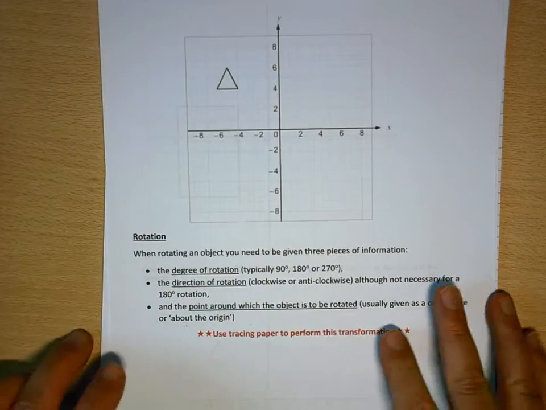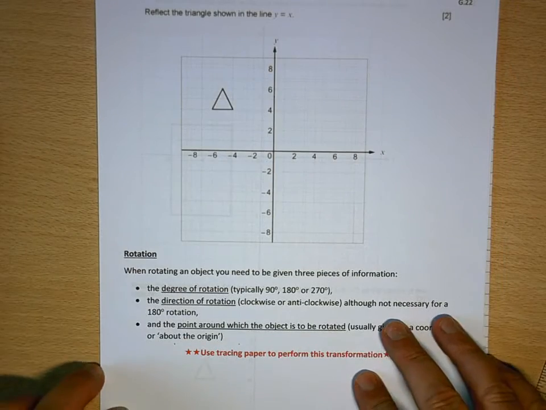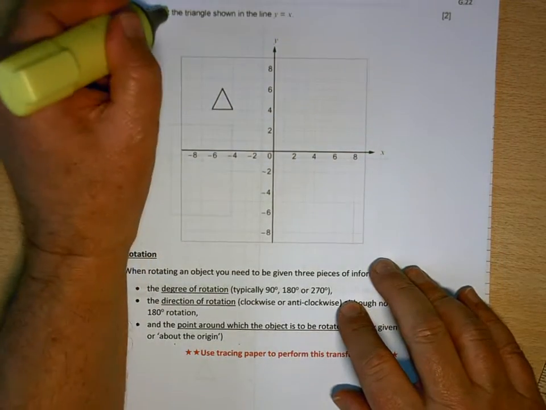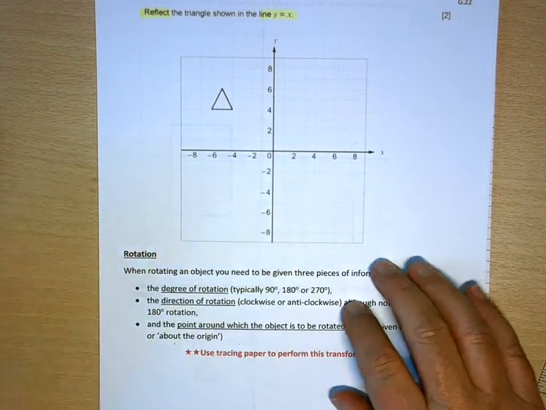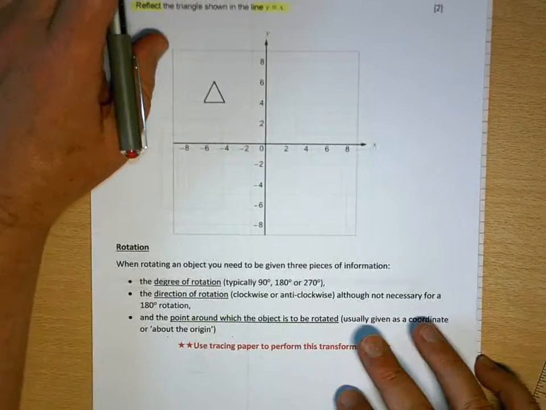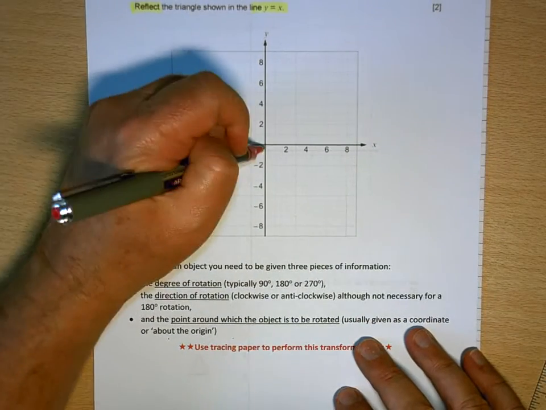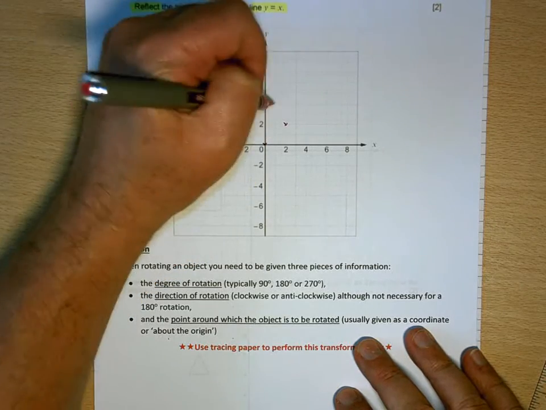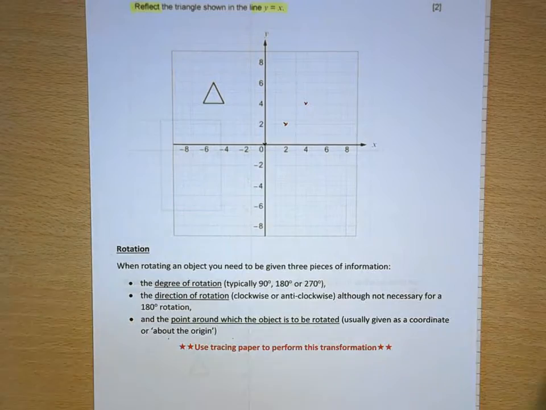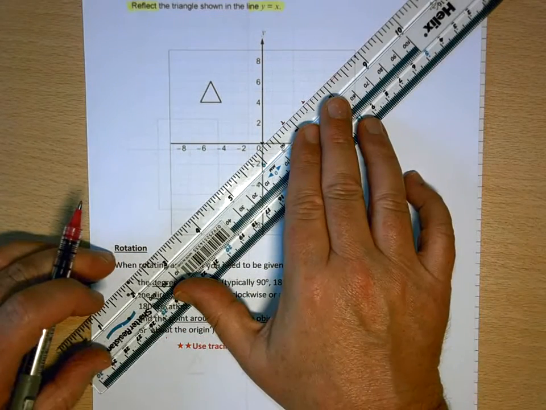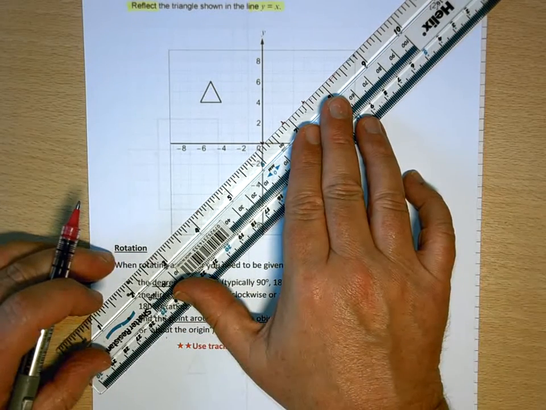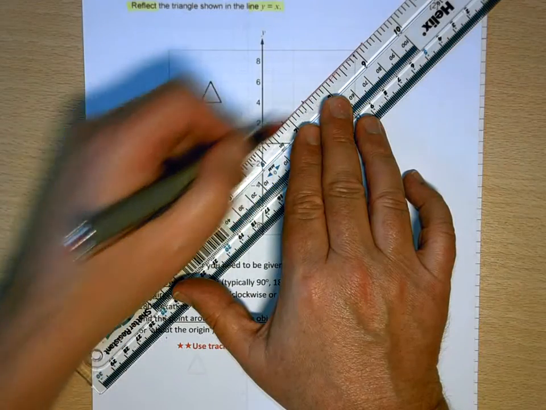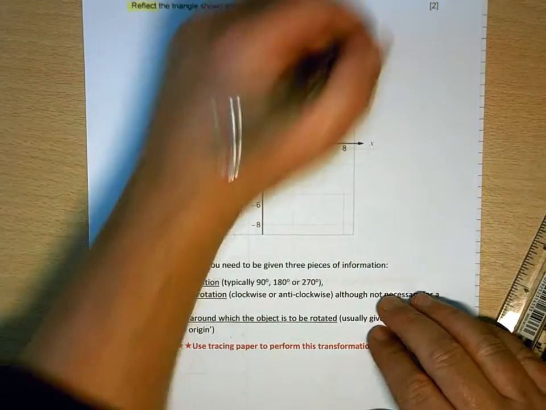So we've got one more reflection to look at, which is the horrible one. This time we're reflecting in the line y equals x. So the line y equals x, as I said, goes through 0, 0, 2, 2, 4, 4, so that's the line y equals x.